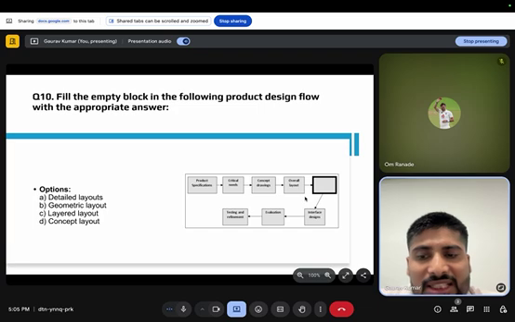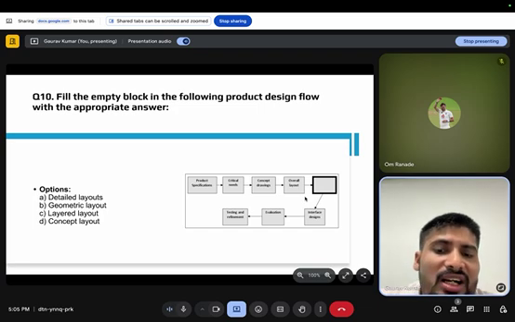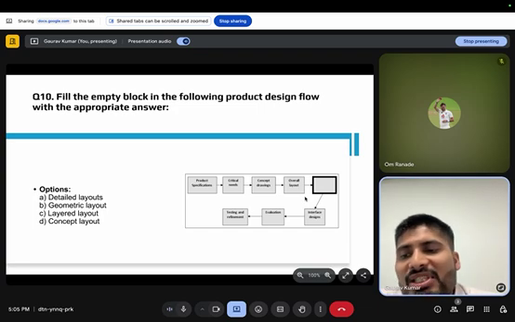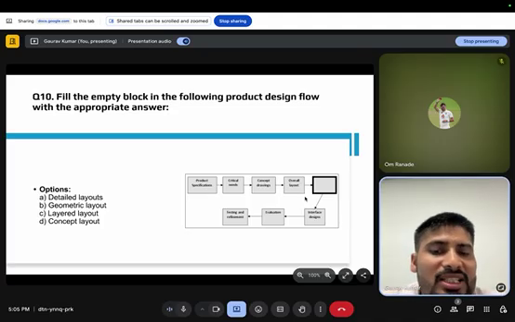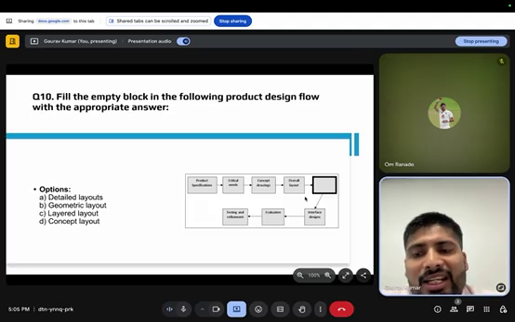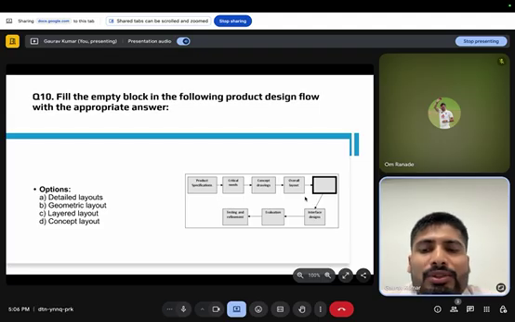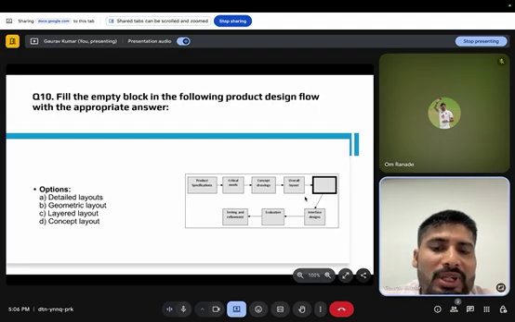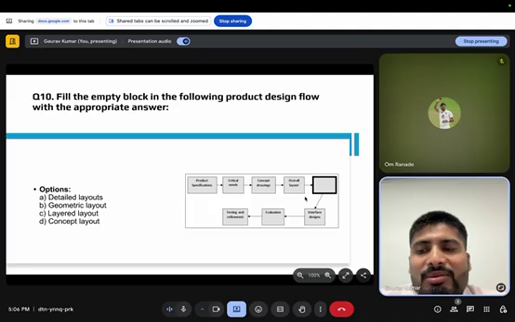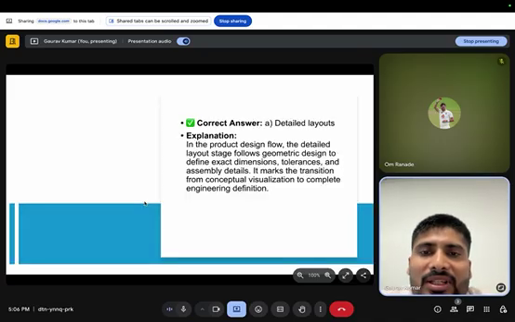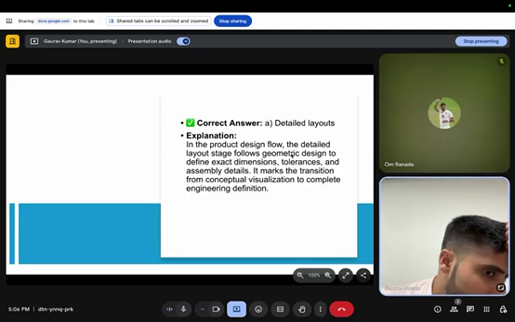So in the week 12 discussions, this stage demonstrates the continuity between concept evaluation and realization. Once the scoring identifies the best alternative, embodiment design implements it in the detailed layout that conforms to the design intent, ensuring readiness for tooling and integration of all subsystems. So the correct answer is option A, detailed layout. Those who are watching this video later, kindly go through this slide.